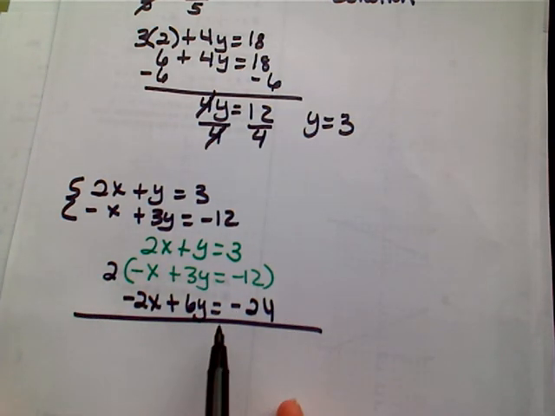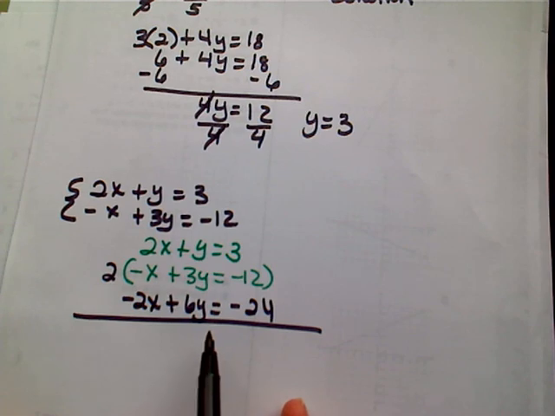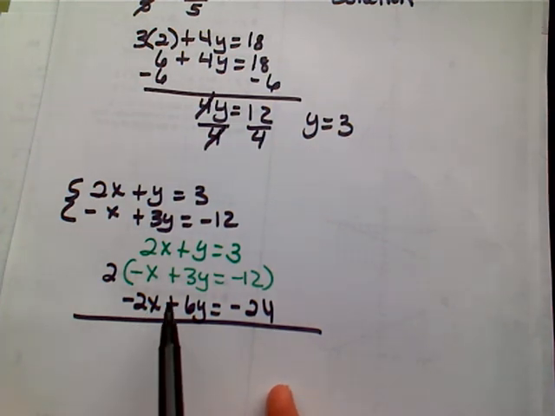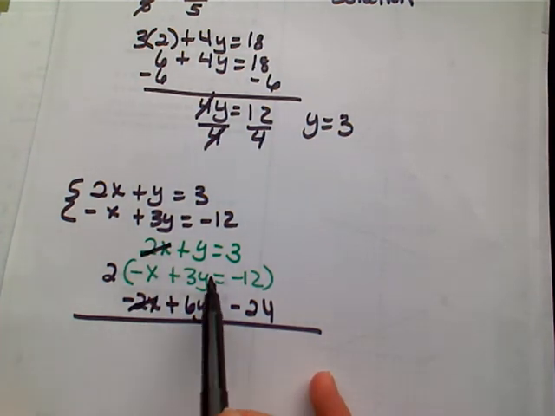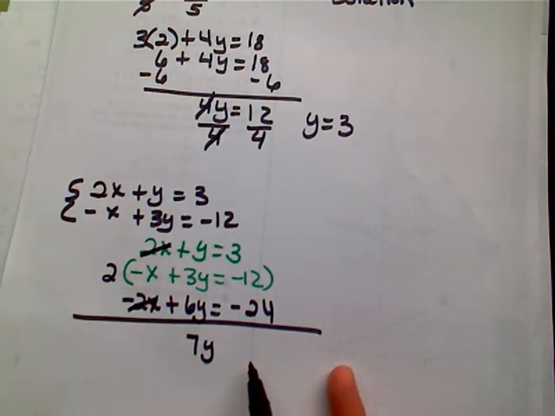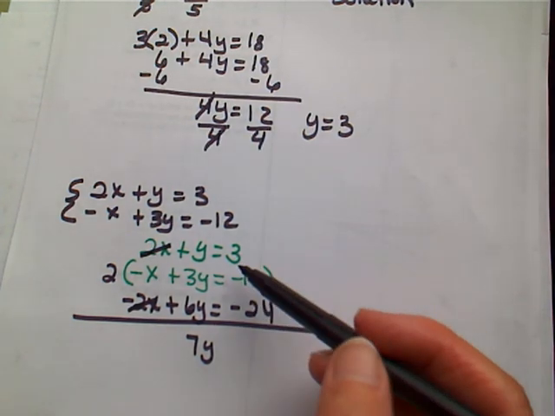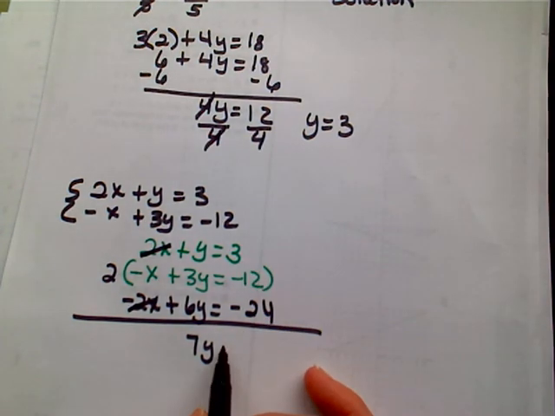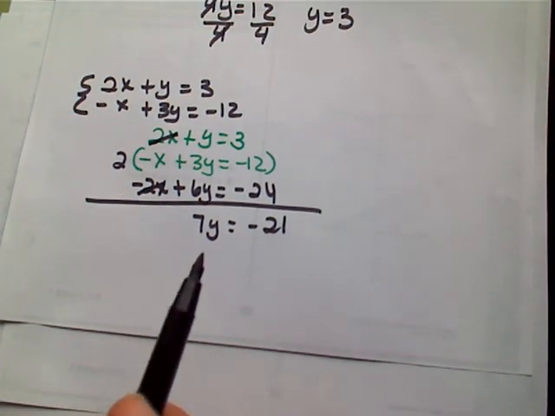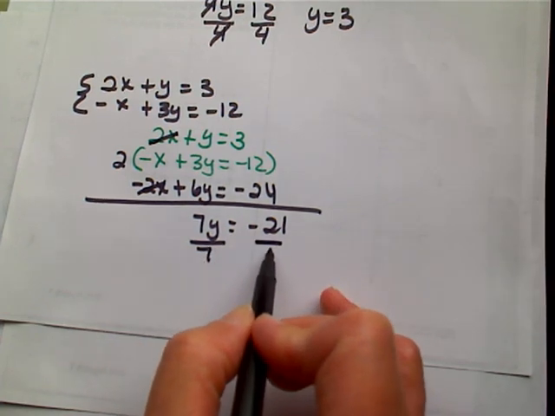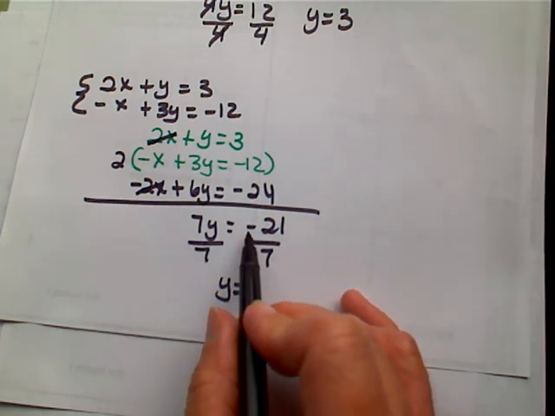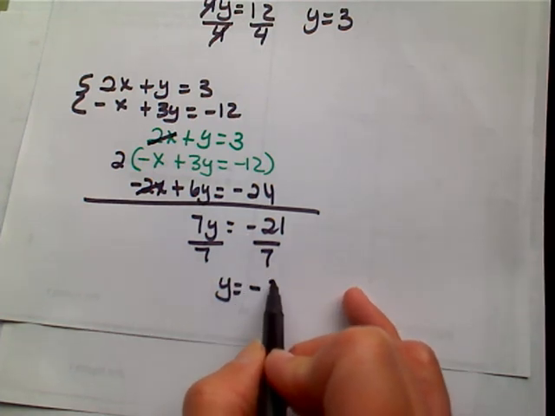Okay? So this equation is no longer there. So now I'm going to treat it as if it is an addition problem. So I have 2x minus 2x. Well, that's 0, right? So those are the two that canceled each other out. Leaving me with y plus 6y gives me 7y. I have 3 minus 24. That's going to give me a negative 21. And I'm going to divide both sides by that 7, giving me my value of y equals negative 3.